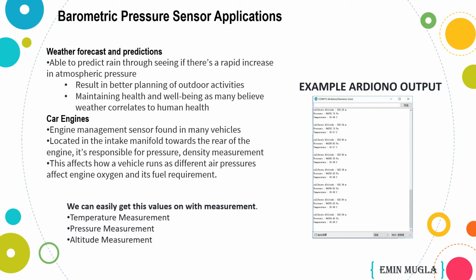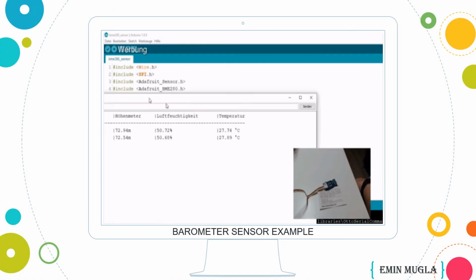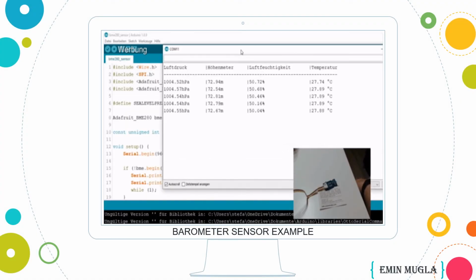This is an example of Arduino output. As we see, we can get the altitude, pressure, and temperature at different times. On this slide, there's a small example. When the sensor is activated, it's sending to the Arduino these values, which are altitude, centigrade, and the other information.